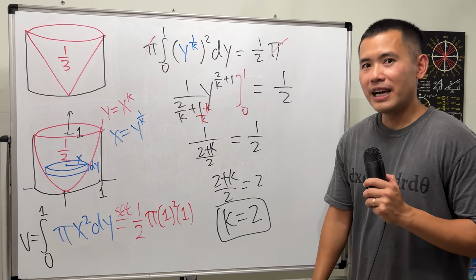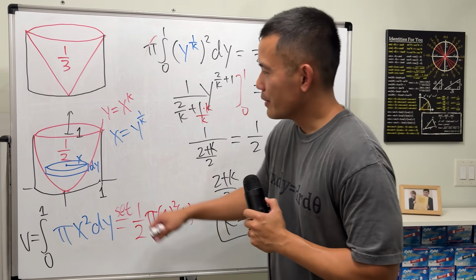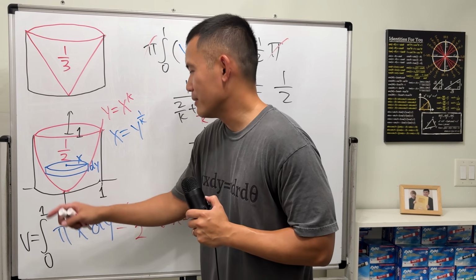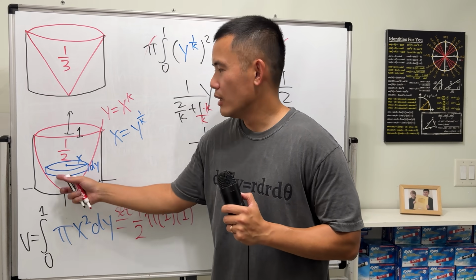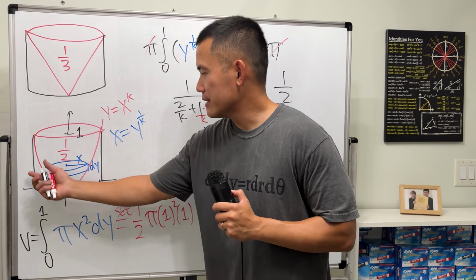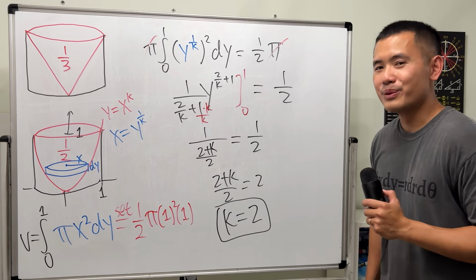Yeah, so the idea is that next time you can scoop out the ice cream in the parabolic manner, then that will give you half of the amount of the cylinder that's around it. It seems pretty cool. That's it.